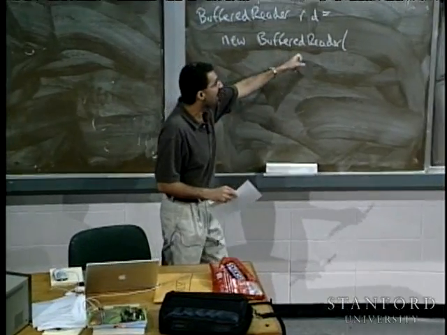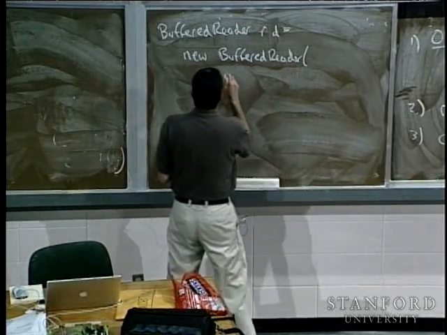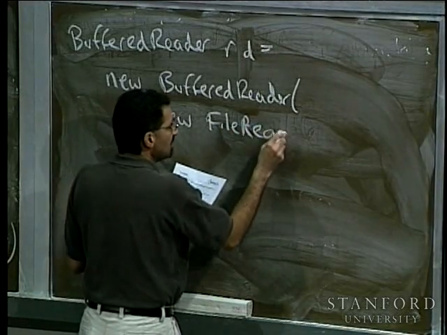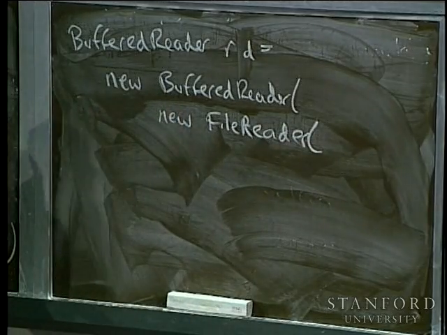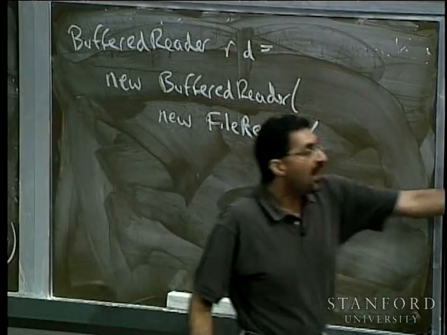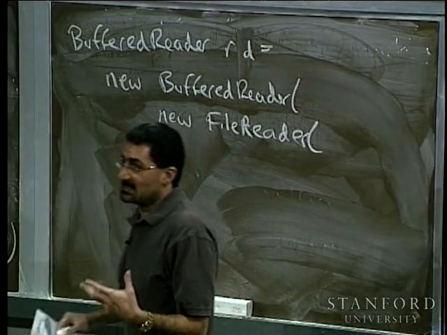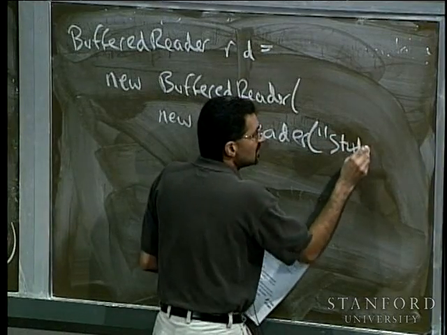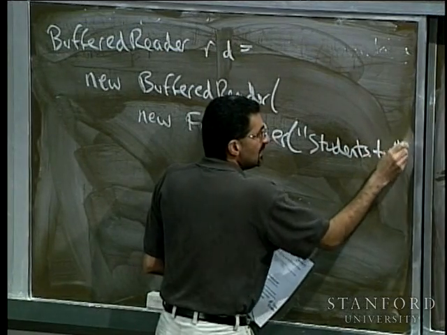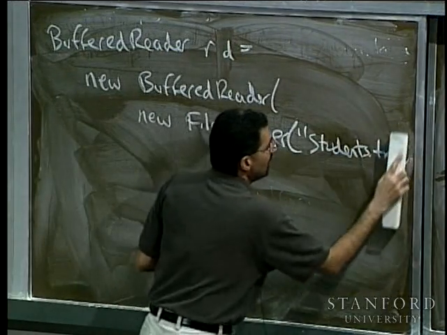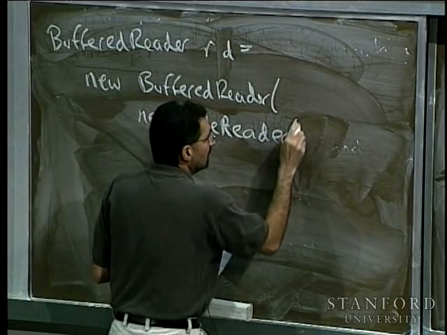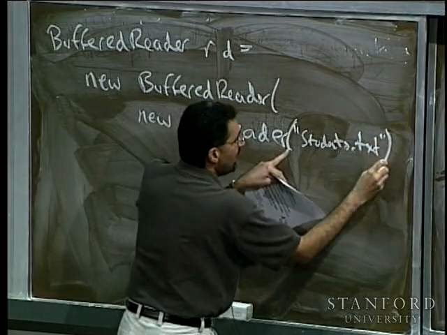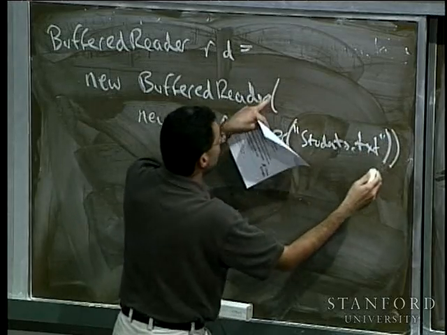I say new buffered reader, and the parameter that I pass to a new buffered reader is a new file reader, uppercase R, new file reader. And the parameter that I give to new file reader is the name of the file on the disk. So if the file on the disk is called, like in this example, students.txt, I'd actually give it here as a string, students.txt. I need a space for a few extra parens there, so let me write that a little bit smaller. Students.txt, that's the end of the string. Then I have this paren to close that paren and another paren to close that paren.